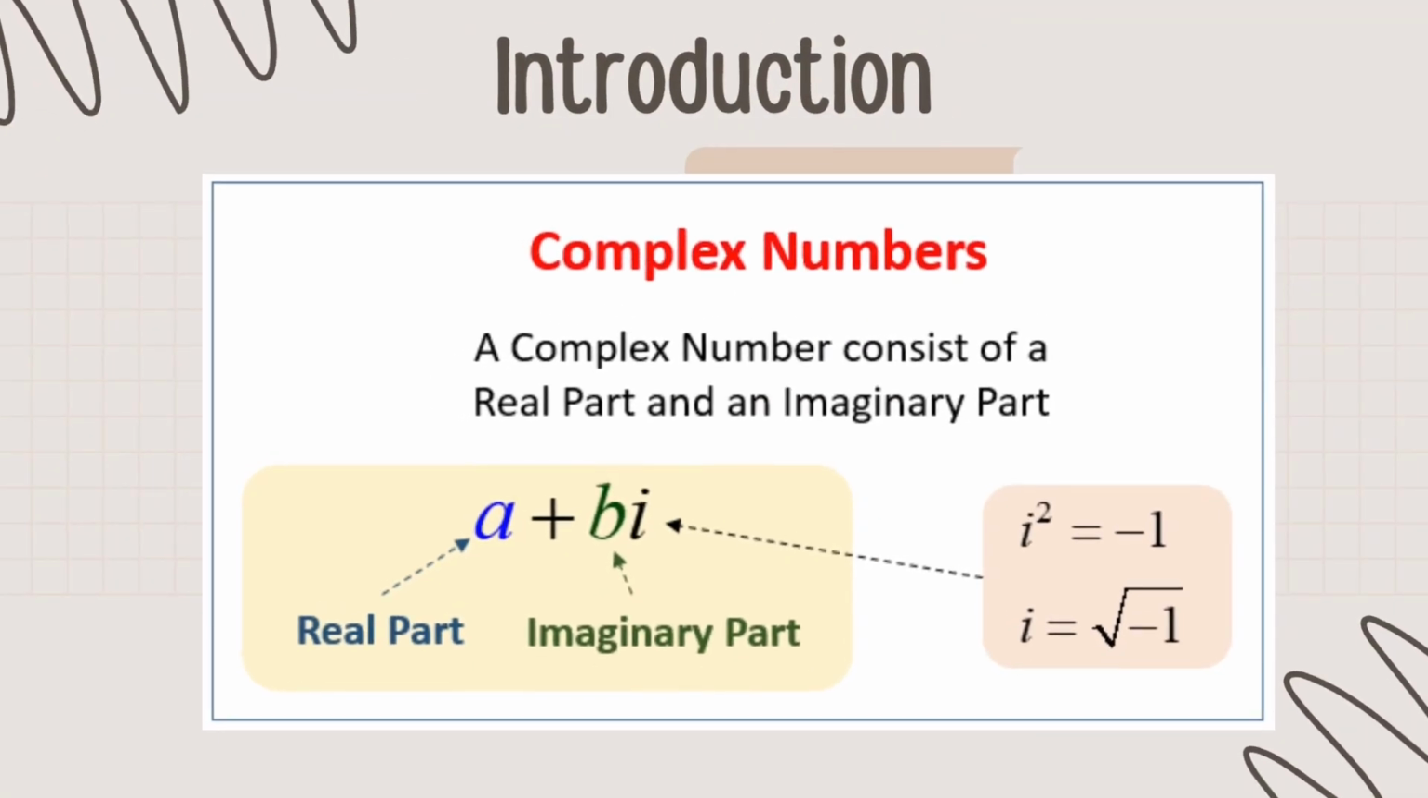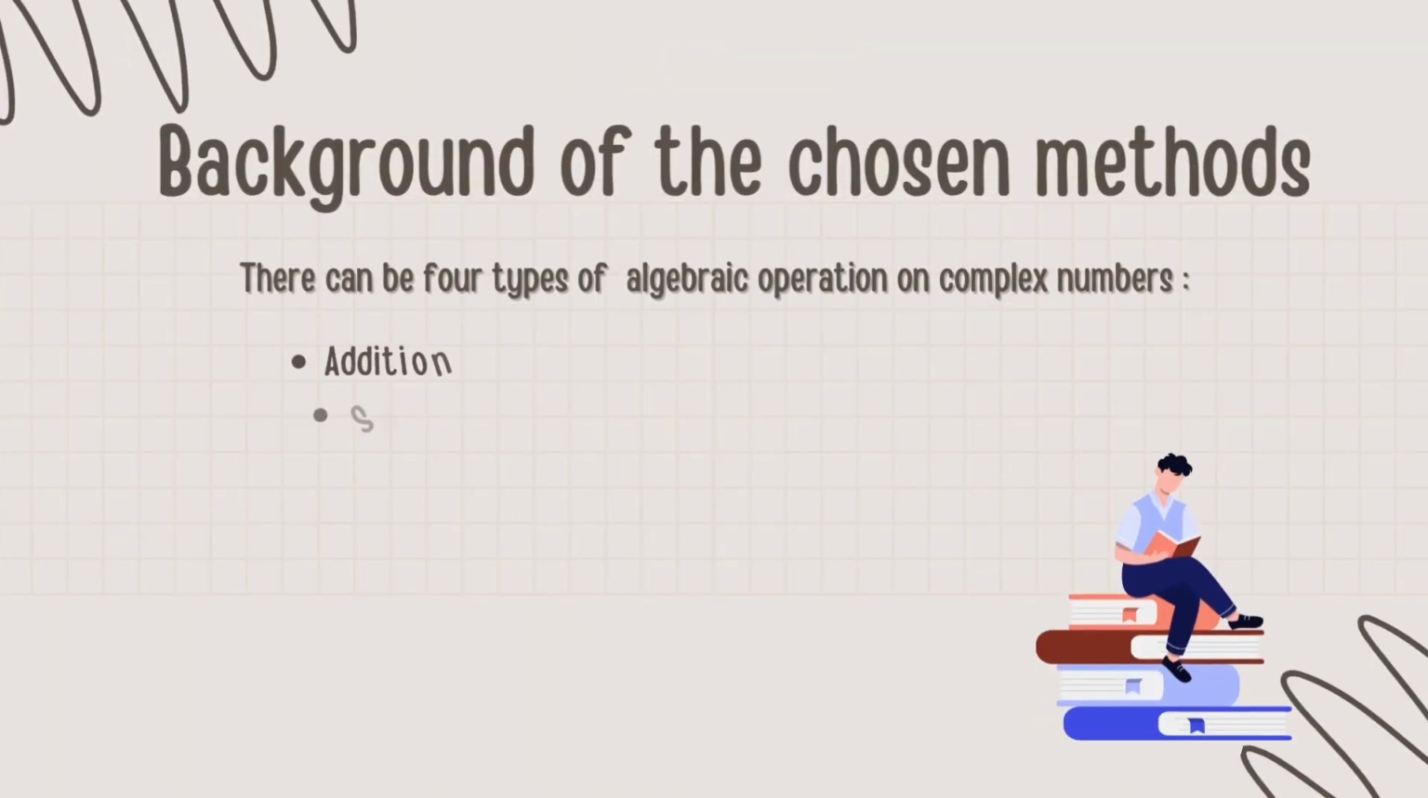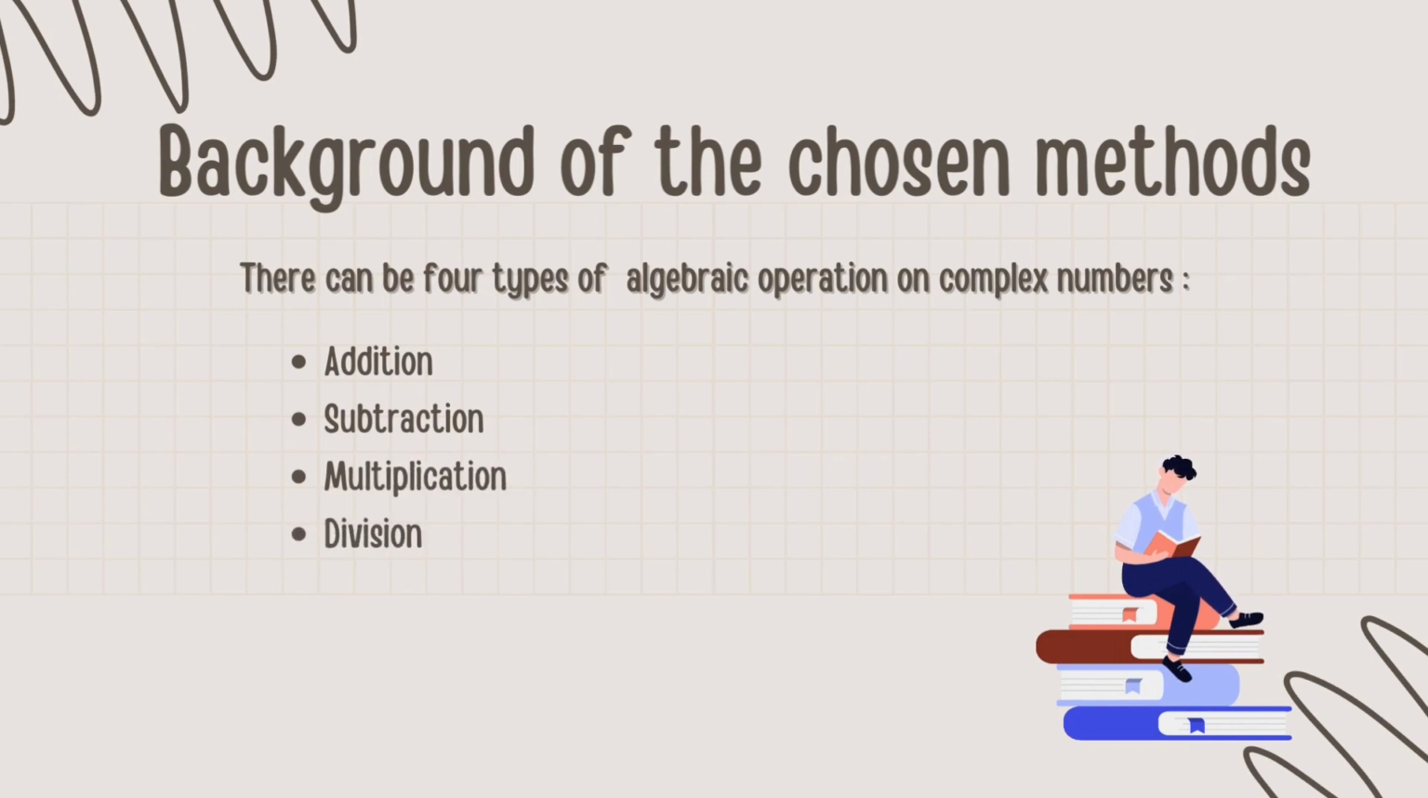A complex number consists of a real number and an imaginary number. The complex number is written in the form of a plus bi, where a is a real number and bi is an imaginary number. Note that i is equal to square root of negative 1. Next, the background of the chosen methods. There are 4 types of algebraic operations on complex numbers. They are addition, subtraction, multiplication, and division. These operations on complex numbers are similar to the operations on natural numbers.